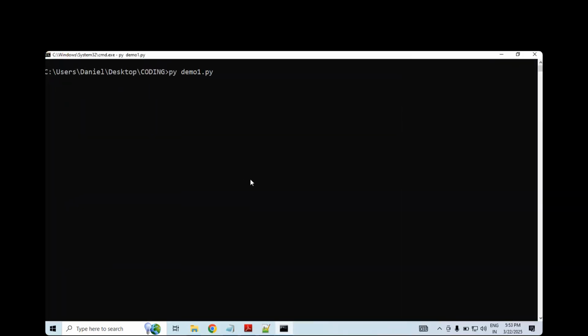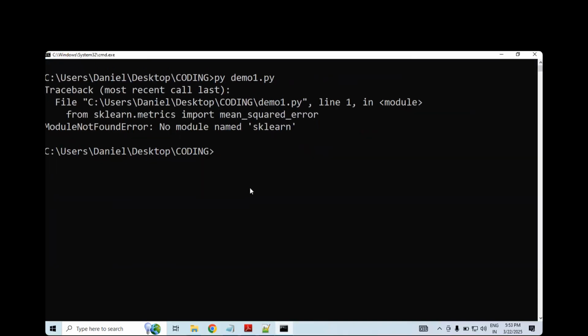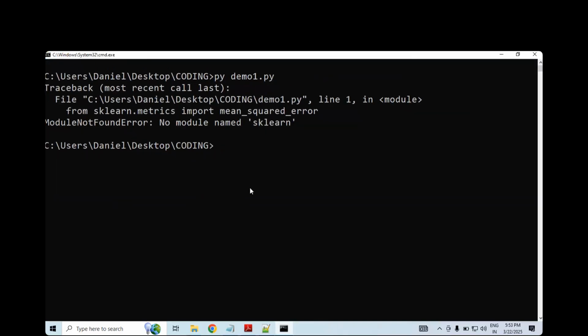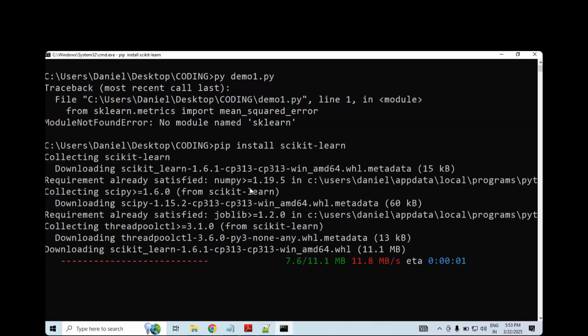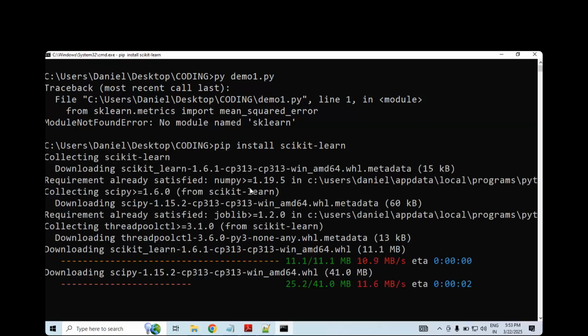This morning my system got formatted. The system became very slow, so I told the admin and they formatted the laptop. Python I already installed. Pandas is not required for now. Scikit-learn is required. Pip install scikit-learn. It is being installed. I need your patience.